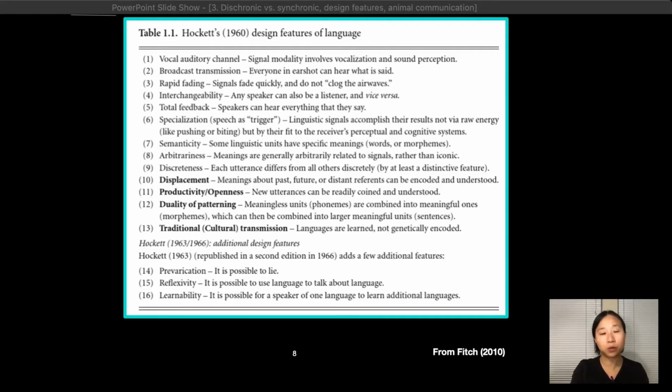The second one is productivity or openness. It describes a feature of language we have a lot of experience with. Every time there's something new, we can readily find a way to talk about it. There was a new disease. Well, we readily came up with a name for it. In fact, we came up with more than one name and debated which one was better.